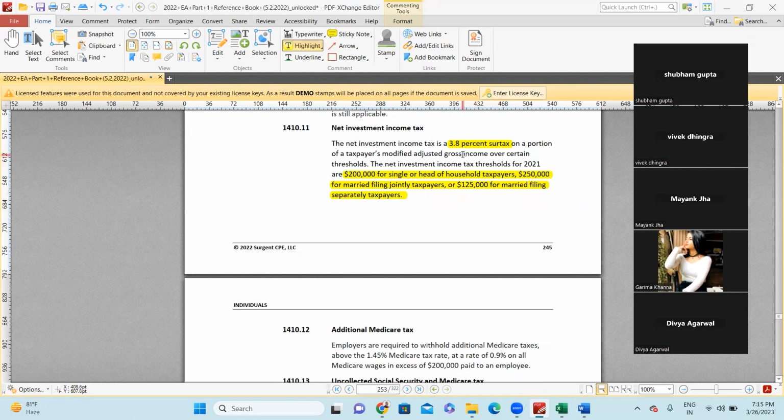Yes, then you need to pay 3.8% extra surtax. Okay.